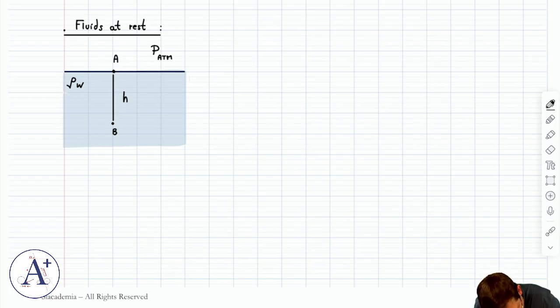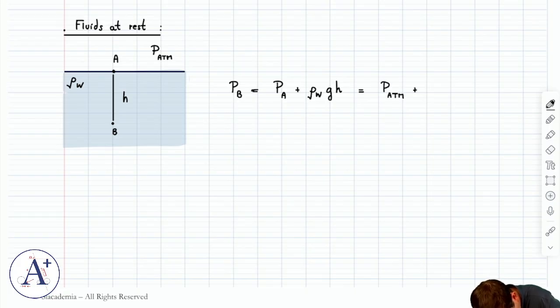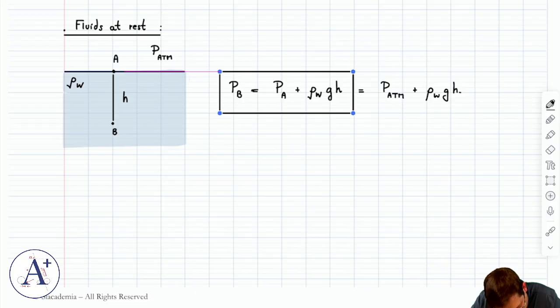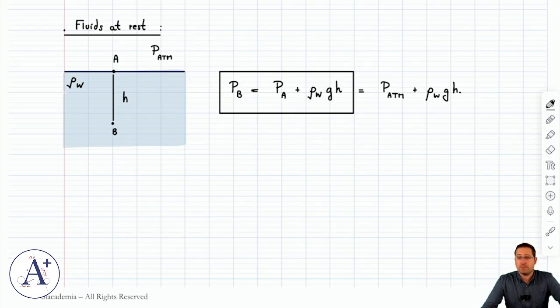And so the pressure at point B is going to be the pressure at point A plus rho water g times H, which is, in this particular case, going to be PATM plus rho water gH. Right? But the formula that I'll box is just the formula with PA, because again, it doesn't have to be the case that PA is PATM. It is here, but it doesn't have to be the case.